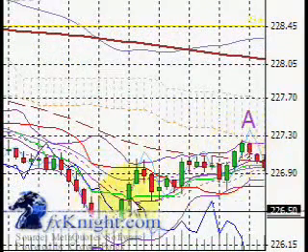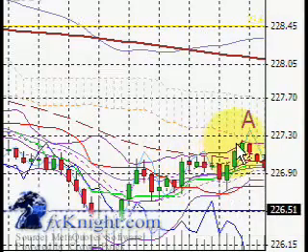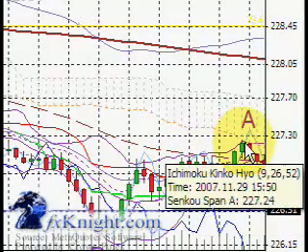There's our point A. Basically what you see is this upslope's been going. Now it turns around here. And again, my stochastics are turning. My moving average is turning. My OSMA is turning.